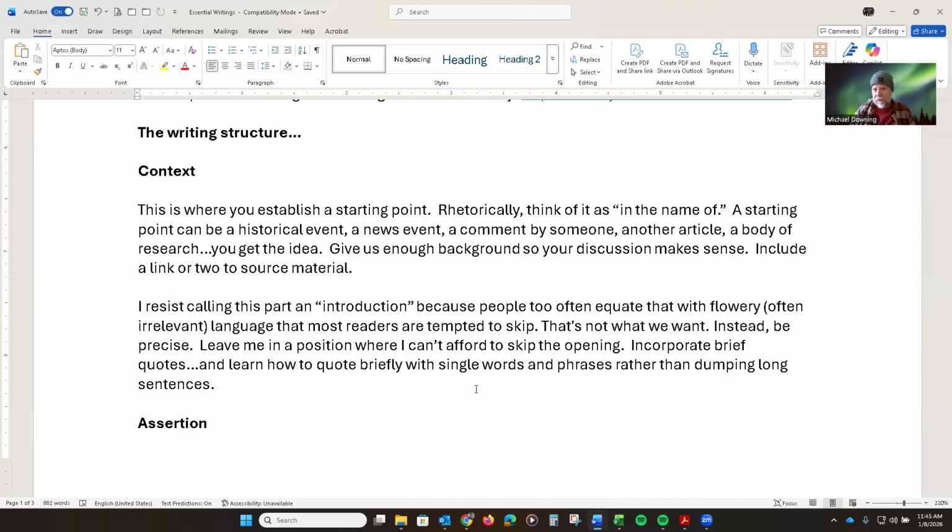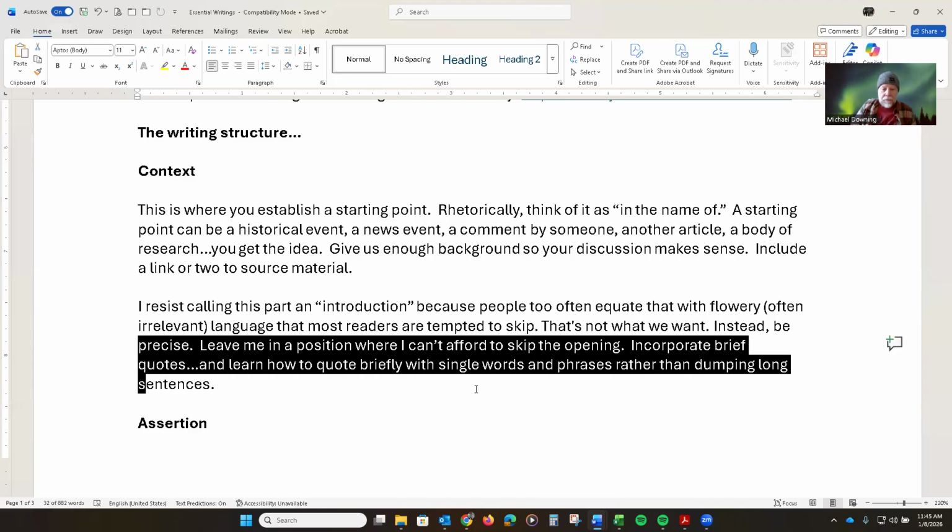I see these on my phone, these long introductions. They're garbage. It's like, get to the point. And they want you to spend time on the page. So that's the game that's being played there. I'm going to push that aside and write tight in this class. That's not what we want. Instead, be precise. Leave me in a position, let me highlight this, where I can't afford to skip the opening.